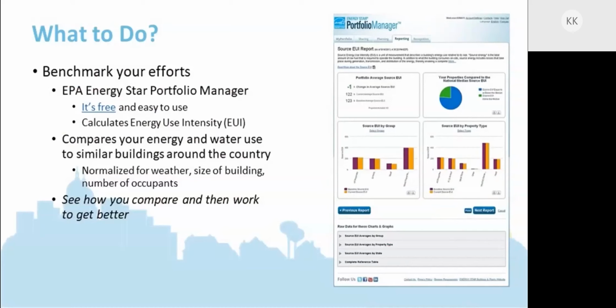And one of the ways you can do that is with EPA's Energy Star Portfolio Manager. It's a free tool. It's a federal tool that lets you upload your energy and water usage, and then they compare you to similar businesses across the country. They normalize for weather, they normalize for size. It's really a very robust system to let you see how are we doing.